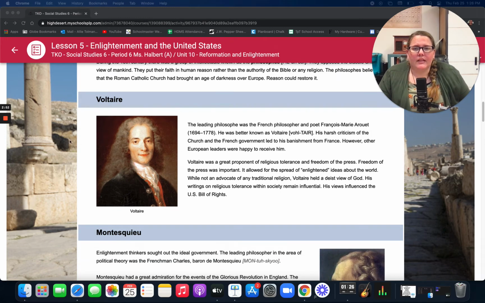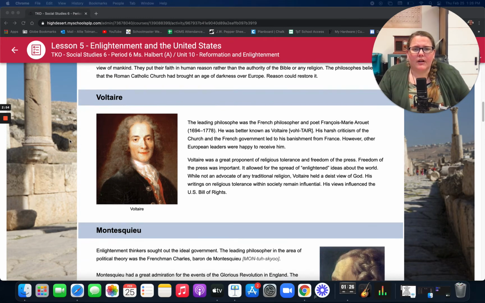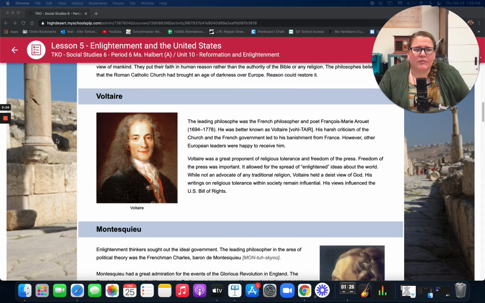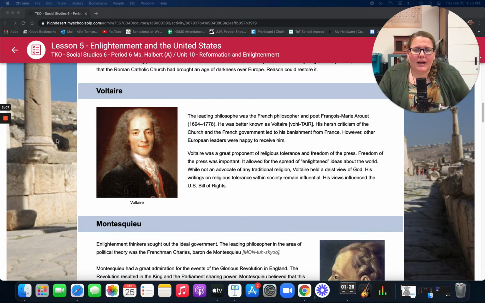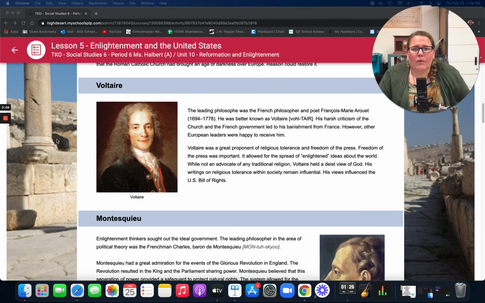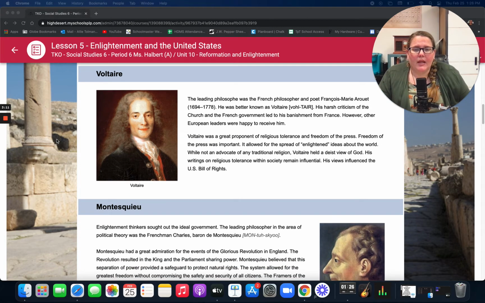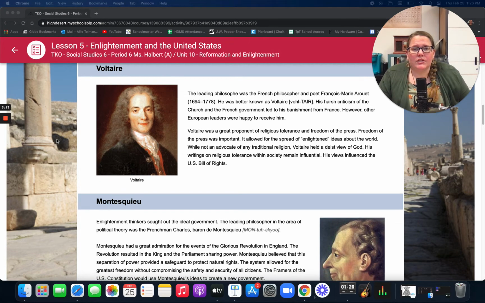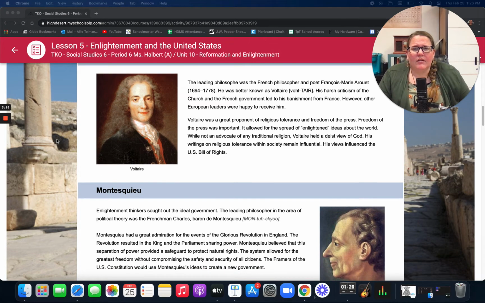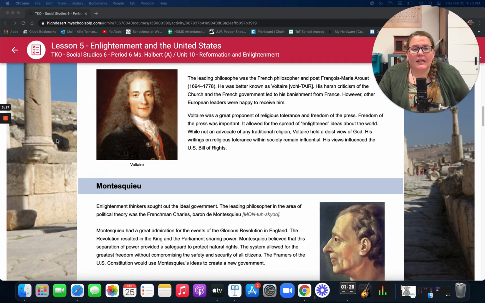Voltaire. The leading philosophe was the French philosopher and poet François-Marie Arouet. He was better known as Voltaire. His harsh criticism of the Church and the French government led to his banishment from France. However, other European leaders were happy to receive him. Voltaire was a great proponent of religious tolerance and freedom of the press. Freedom of the press was important. It allowed for the spread of enlightened ideas about the world.